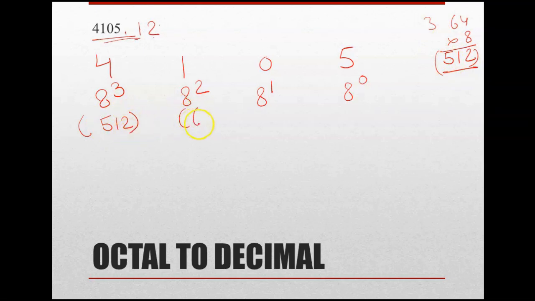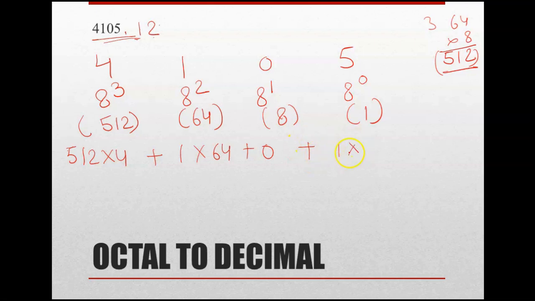So 8 to the power 2 is 64. Then you have 8, and then 8 to the power 0 is 1. Then multiply these values. This will be some larger value. 512 multiplied by 4 plus 1 into 64 plus 0 plus 1 into 5. So let me go for the calculation. 4 times 512, plus 64, and plus 5.